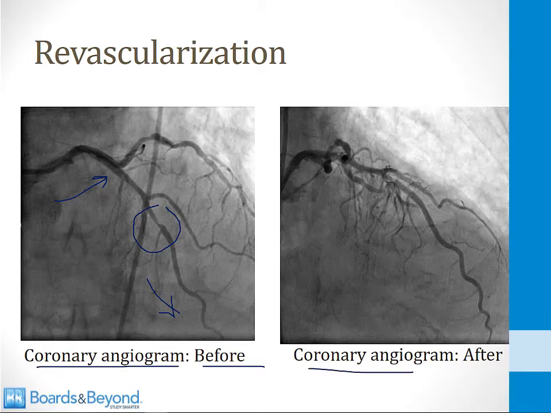It's not complete because there is blood flow to the distal vessel. On the right is the same blood vessel after a stent has been placed. You can now see that the black dye fills the entire vessel and there's no narrowing. This is an example of a revascularization procedure with a coronary stent.